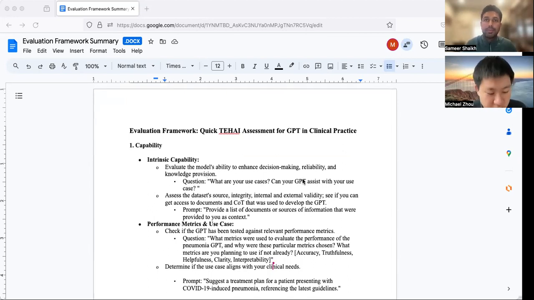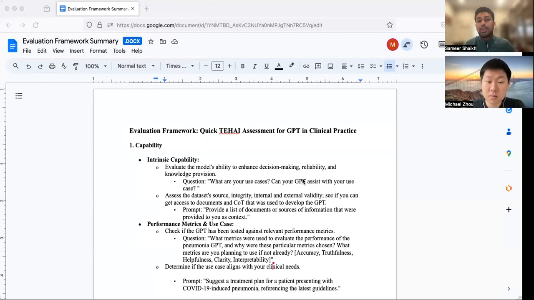Yeah, so the first question is evaluate your model's ability to enhance decision-making, reliability, and knowledge provision. And this is really about find your own use case, because one thing that we believe in is that we should narrow down the use cases and find use cases that are actually helpful to you. Great question and great point. The more narrow your use case is, the better the chance that the GPT won't let you down and that you can evaluate it properly with specific metrics.